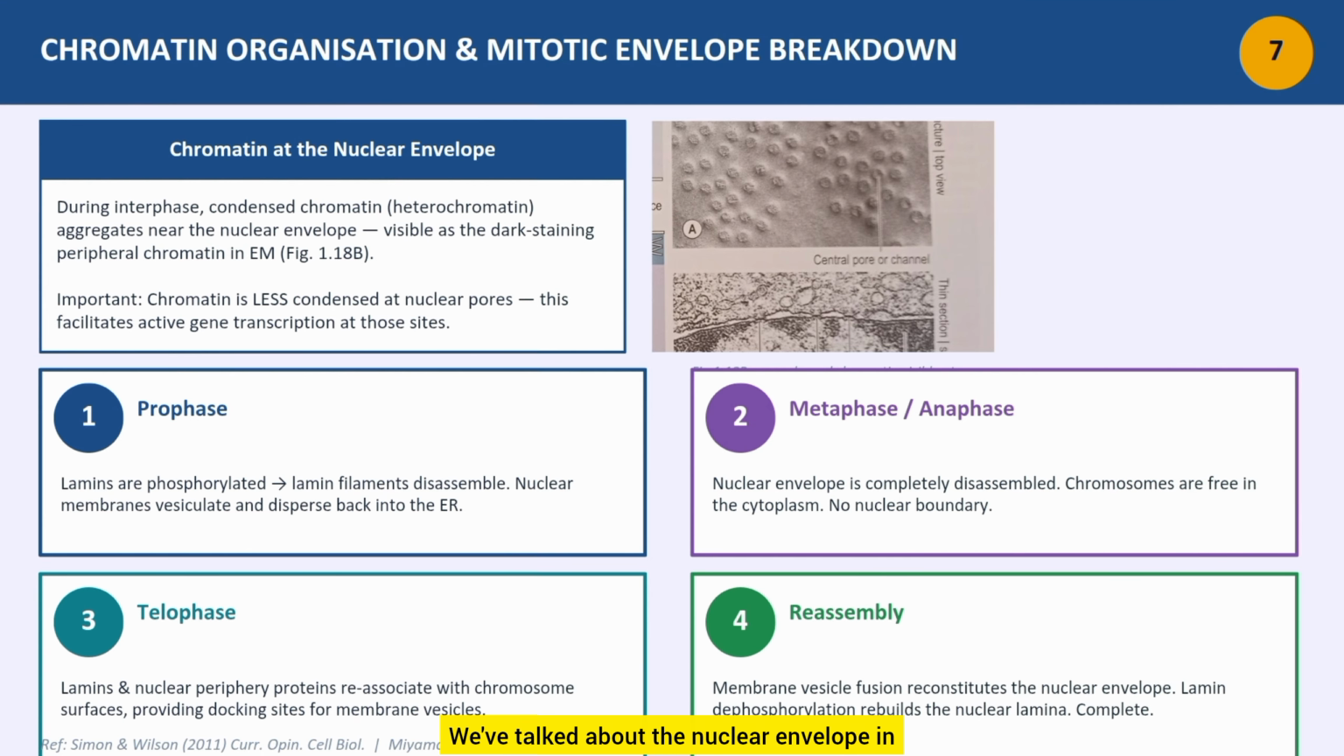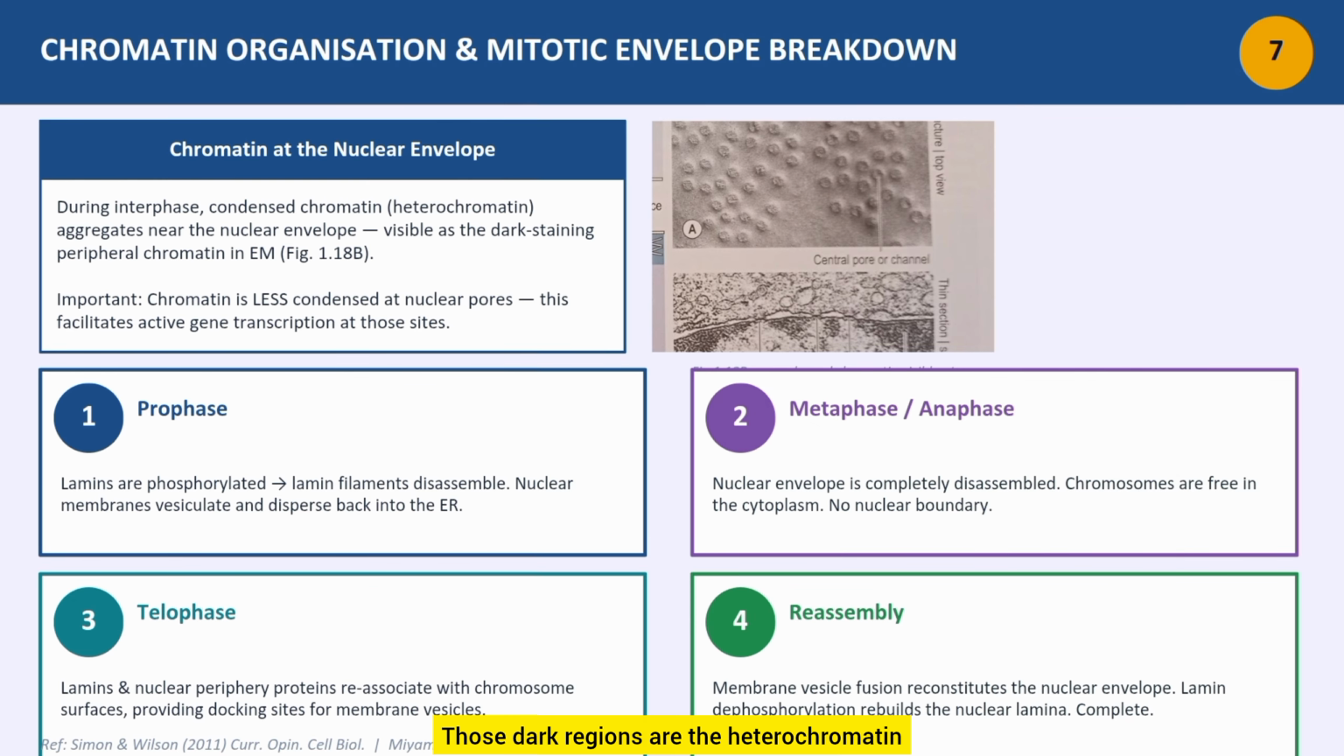We've talked about the nuclear envelope in the context of an interphase cell, a cell that is not dividing. But what happens when the cell decides to divide? First, a quick note on chromatin organization during interphase. As we mentioned earlier, condensed chromatin, heterochromatin, aggregates at the nuclear periphery, right against the inner face of the nuclear envelope. You can see this beautifully in the electron microscope image on this slide.